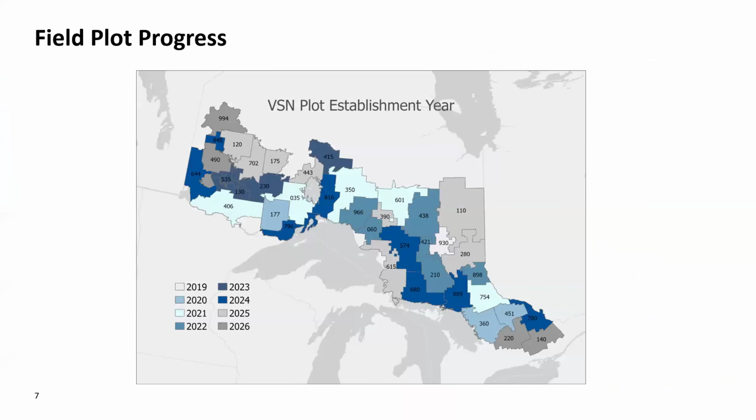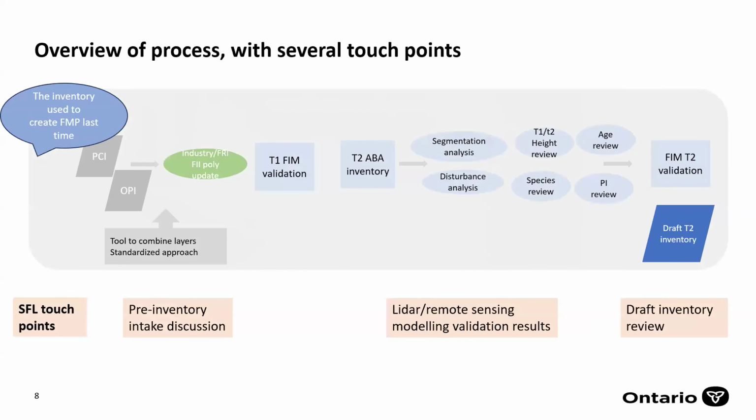Field plot progress in terms of where we sit by year. We're starting to close out a good chunk of the field plot data that we need to support the inventory production process that's aligned to our forest management planning cycle. I'll try to get through this quick.